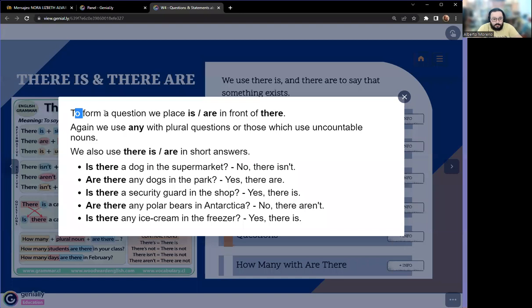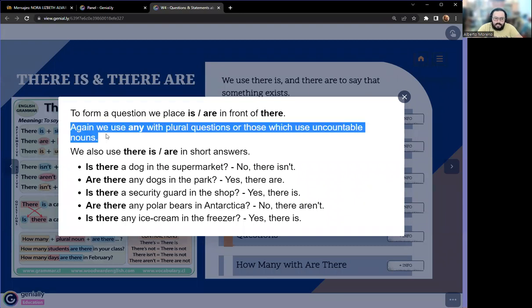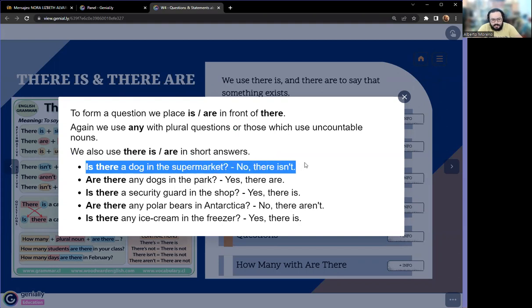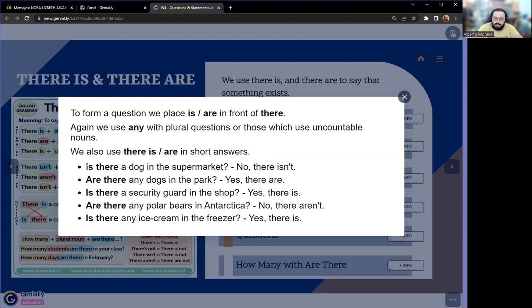Okay, then we have the questions. It says in here, to form a question, we place is or are in front of there. Again, we use any with plural questions or those which use uncountable nouns. We also use there is and there are in short answers. For example, is there a dog in the supermarket? No, there isn't. This is a question with a singular countable noun. And then we have, are there any dogs in the park? Yes, there are. So this is a question with a plural countable noun. So that's why we use any.